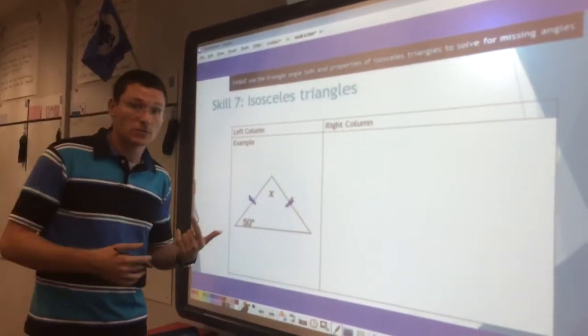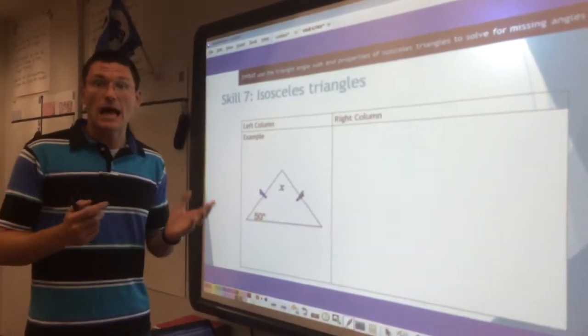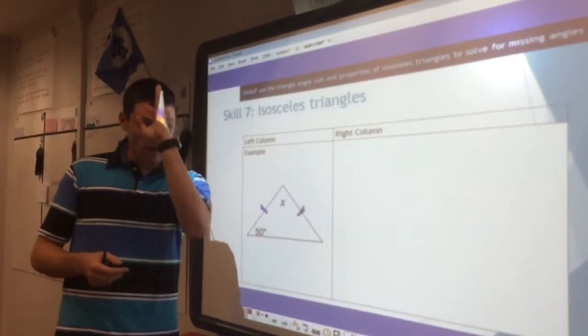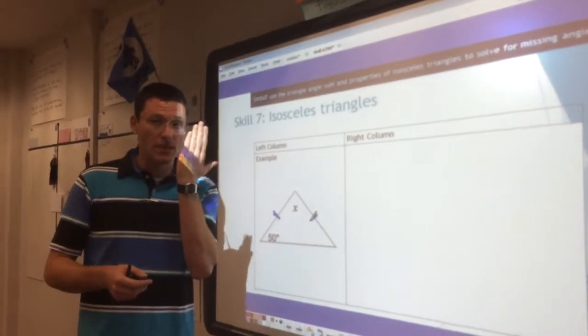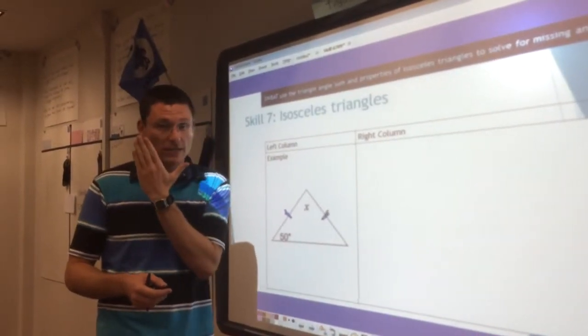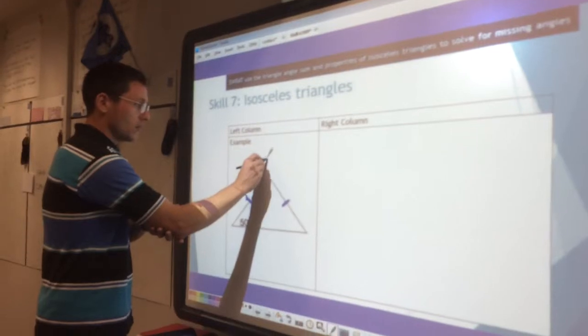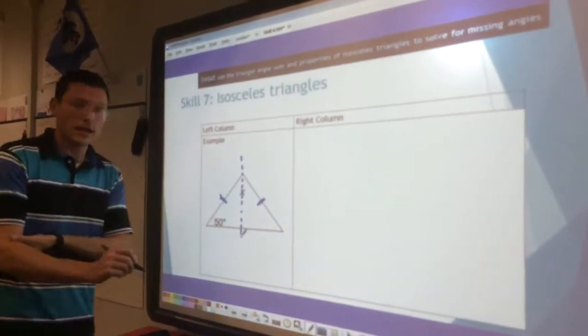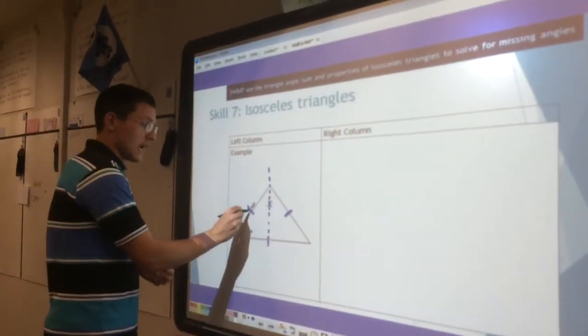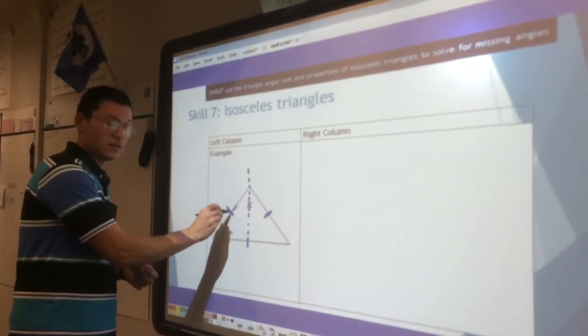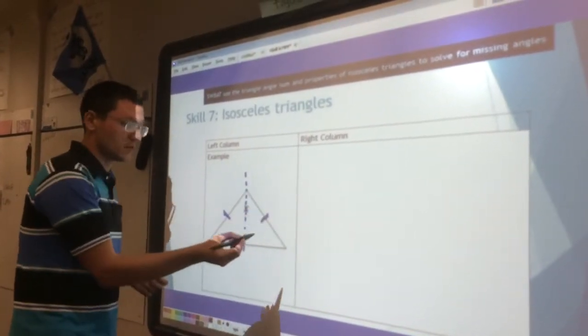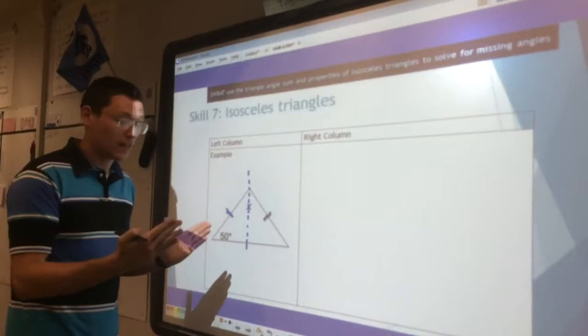And how I always like to remember it is these triangles have a line of symmetry. The same way my face is divided right down the middle and the left side of my face looks the same as the right side of my face, this triangle is also divided right down the middle. So this side here, we've got one of these that's marked the same as on the left, one of these that's marked the same as on the right, so it's divided exactly in half.